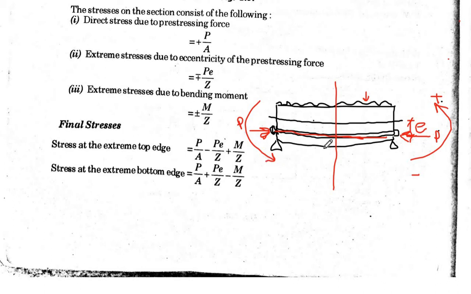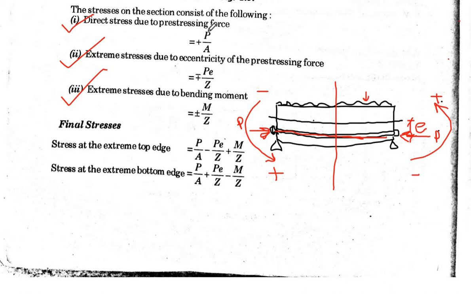So that means tension at the top, and at the bottom will be compression. What I want to say basically is that when you have an eccentric tendon placed below the CG, you have three stresses. One is your direct stress, then another one is the stress due to eccentricity of the tendon, and another one is the stress due to bending moment.